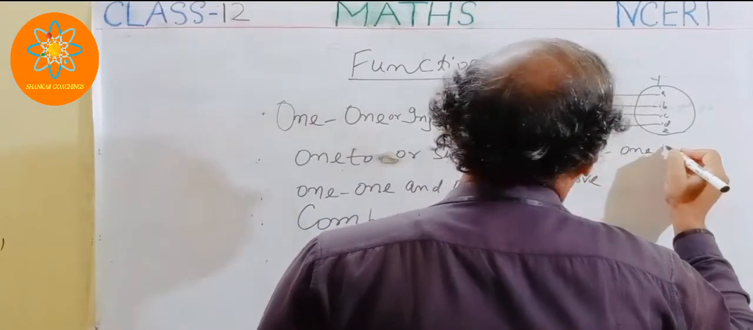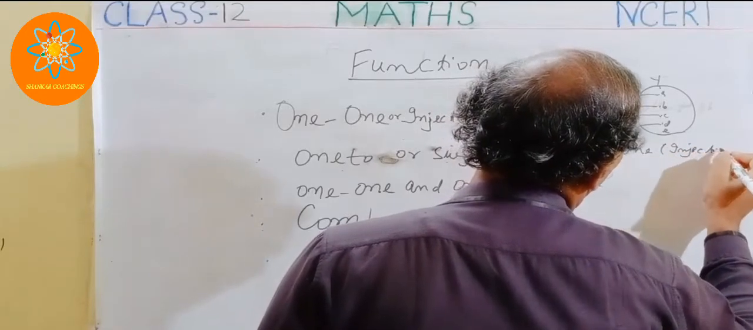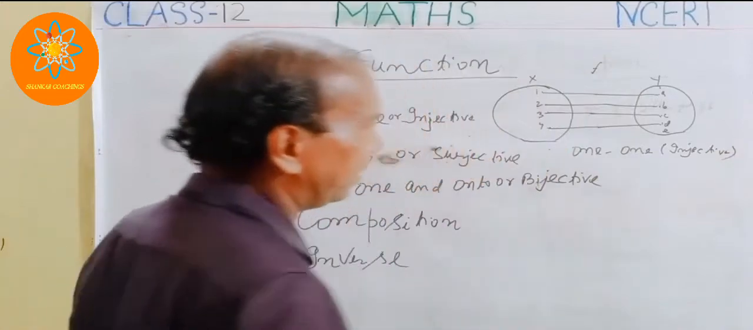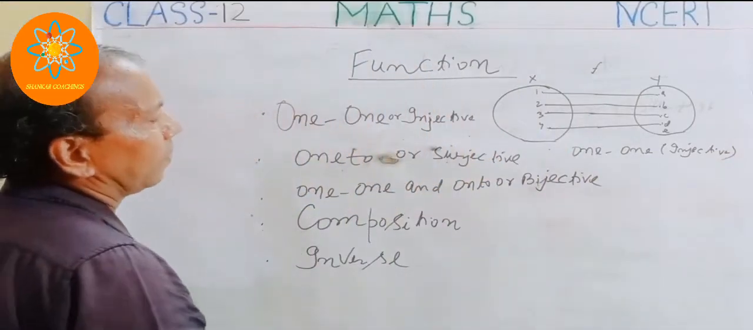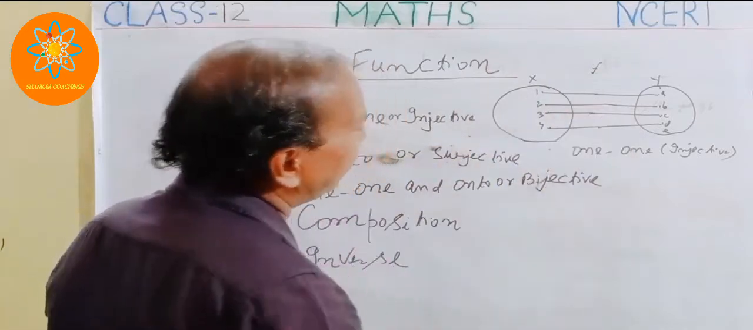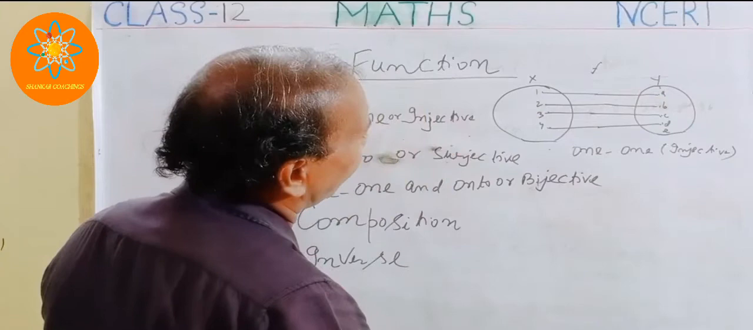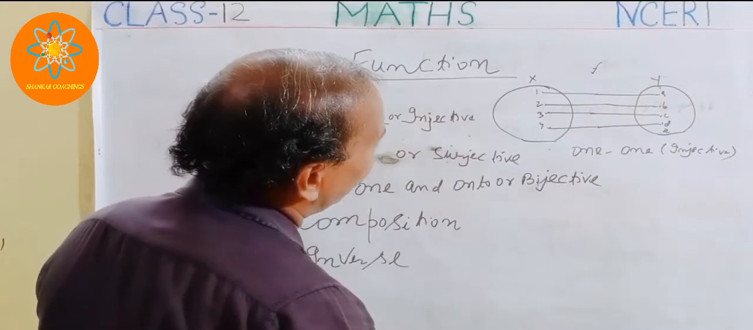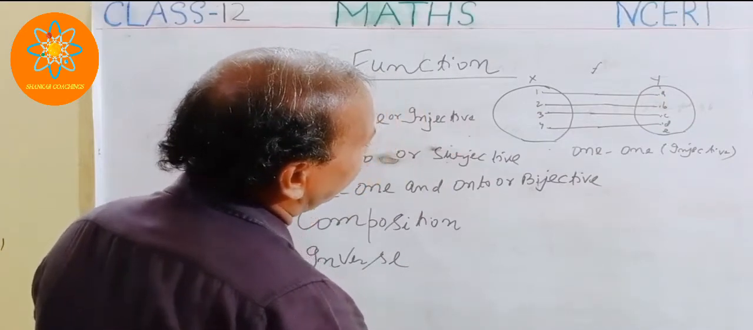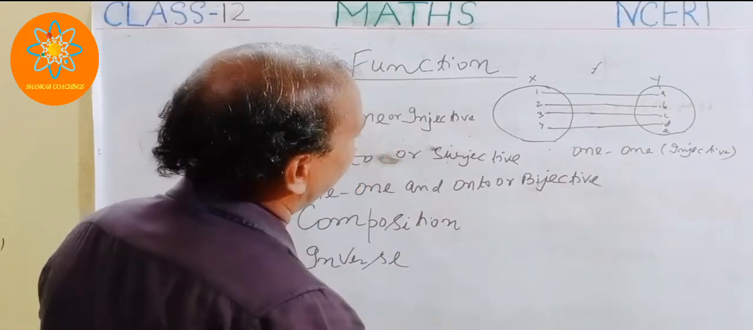Or call it injective. See what is happening here. You can see easily that all the elements of X are related to Y, and the images are different. The images are different, so it is called one-one, injective. So this is your one-one function.